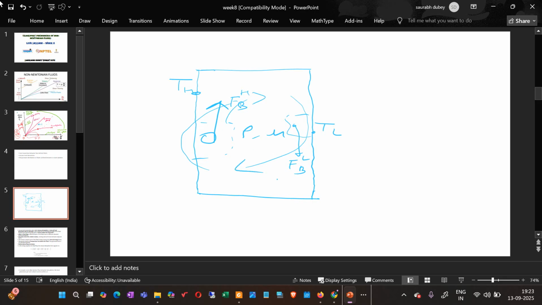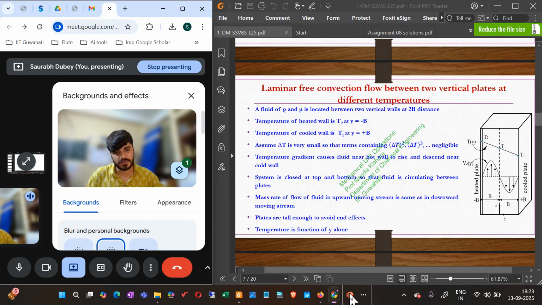So that's what I was saying there, and it has been explained. The temperature gradient will cause fluid near the hot wall to rise and descend near the colder wall. The system is closed at top and bottom, so there is no loss of heat circulating between the plates. The mass rate of flow of fluid in the upward moving stream is the same as in the downward, because you are having more or less a symmetric problem. The plates are tall enough to avoid end effects, so here end effect is not happening. And the temperature is a function of y alone.